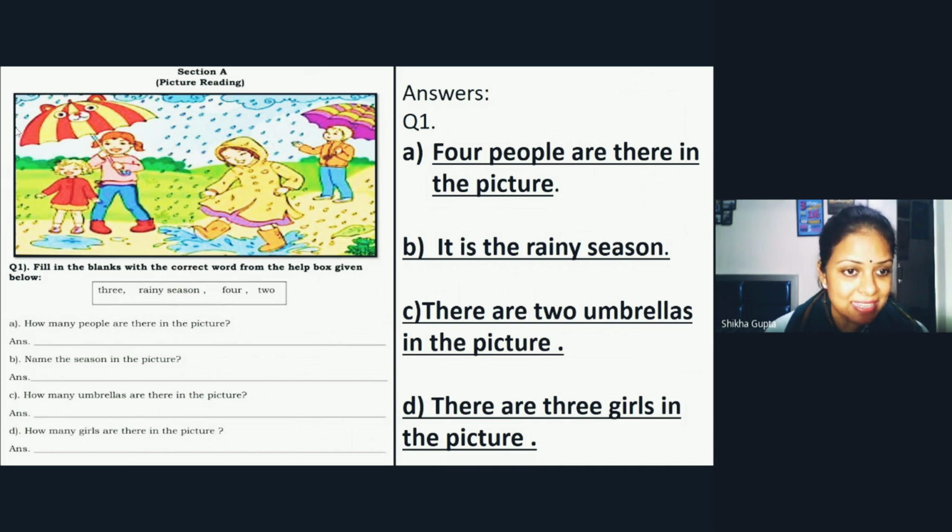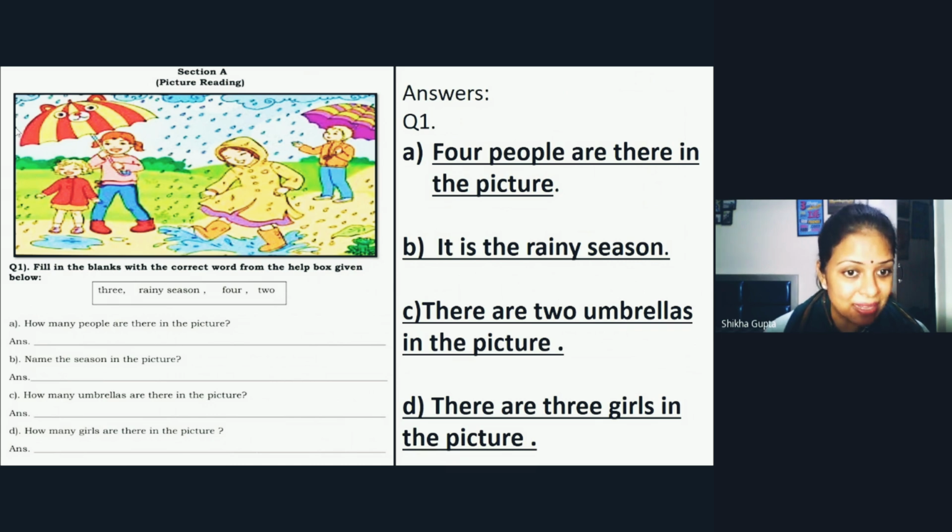Okay, now the second question, name the season in the picture. It is very clear, isn't it? Yes, it is a rainy season. So you can answer just rainy season, or you may write down it is the rainy season.